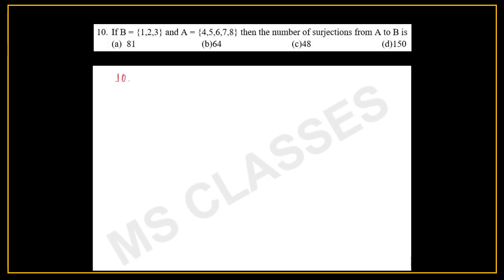Set A: 4, 5, 6, 7, 8. Set B: 1, 2, 3. Now here what we see, n(A), that is the number of elements in the domain, is greater than the number of elements in the codomain. So definitely the surjection function is possible here.